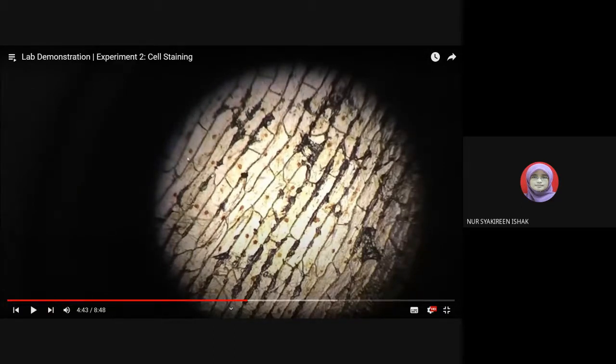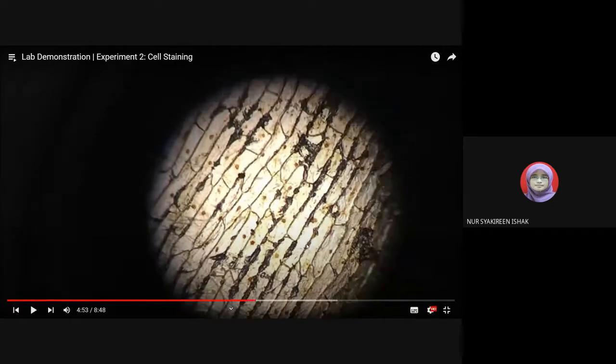If you don't stain your sample using the iodine, you will not be able to observe the presence of the nucleus. As you can see, most of these nuclei are at the edge of the cell. This is due to the presence of a large central vacuole within the cell. Make sure you label all the structures. You have to label the cell wall, and underneath you have the plasma membrane, and then inside you have the cytoplasm, the nucleus, and the large central vacuole.